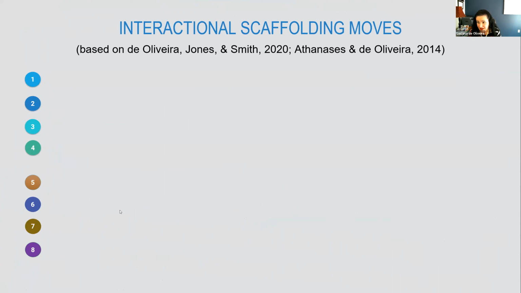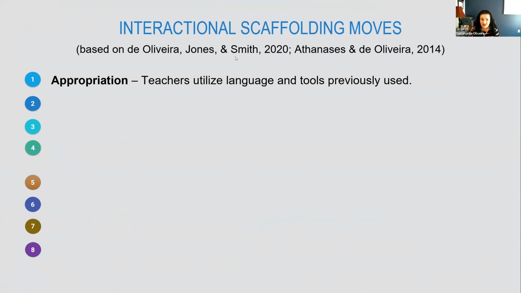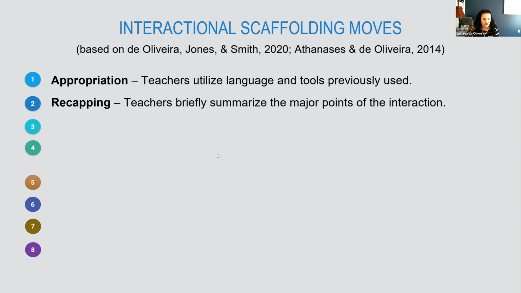Then we have interactional scaffolding. So in my work, we have found several different interactional scaffolding moves. And these are what teachers do in the moment of interaction with our multilingual learners. What they do and what they should do. Appropriation. Teachers utilize language and tools previously used, so they pick up on what students are saying and appropriate that particular language. Recapping, teachers briefly summarize the major points of the interaction.